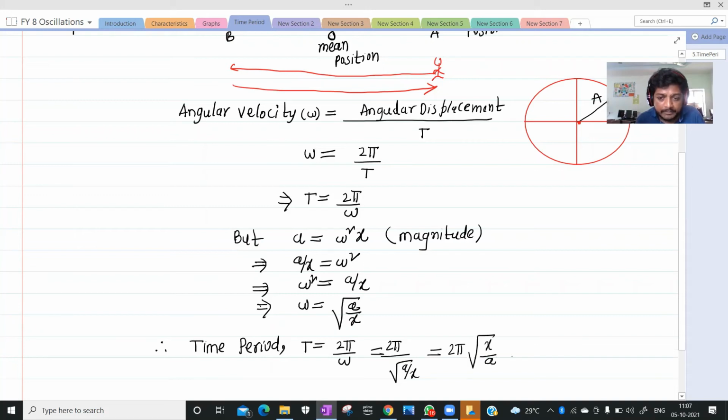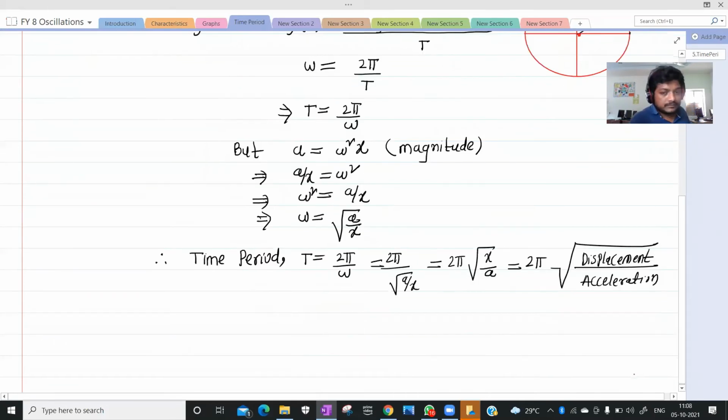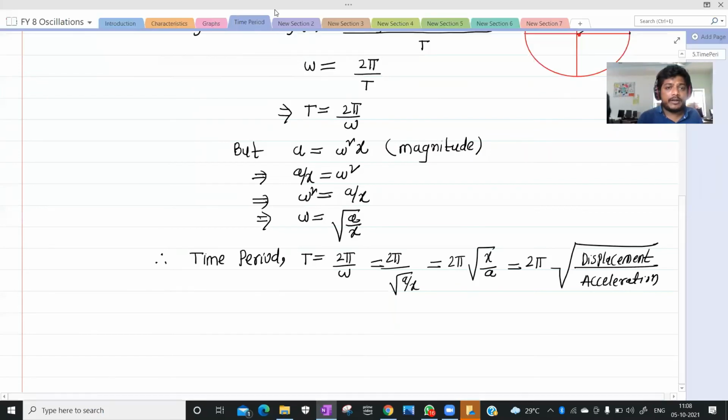T equals 2 pi under root of x by A. What is x? It is displacement, and A is acceleration. So finally, the time period equals 2 pi under root of displacement by acceleration. You have to remember this formula. Very, very important.